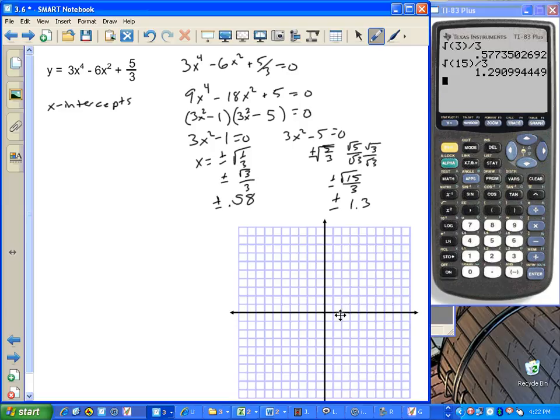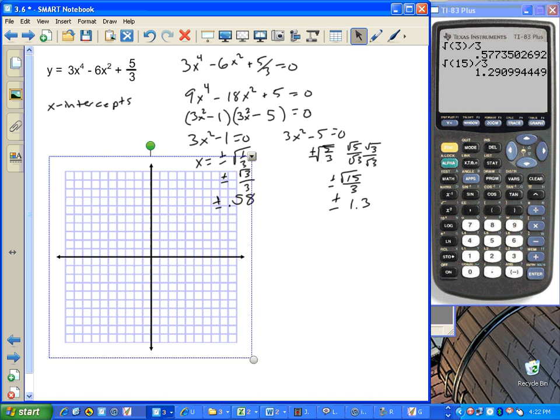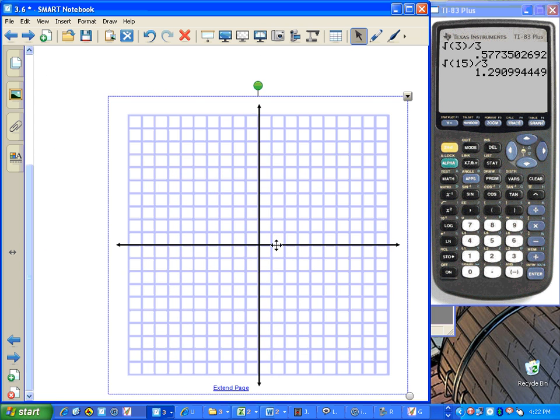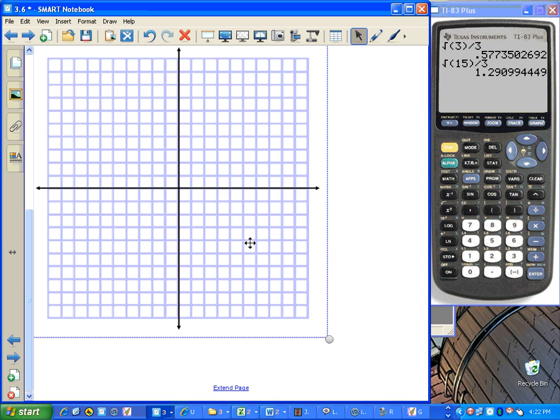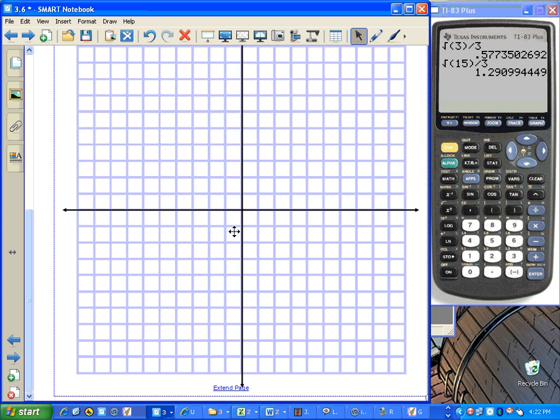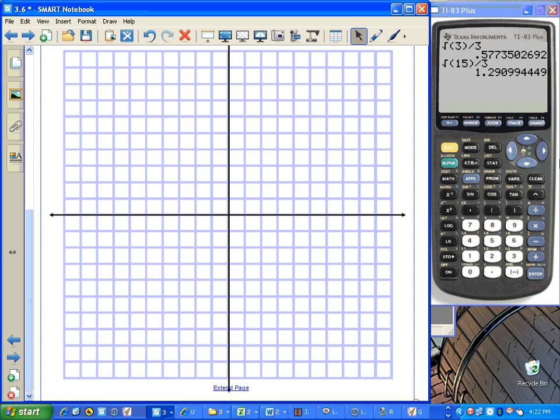So those are all my x-intercepts, so I can put those on the graph. So 0.58, I'm going to make this graph a little bigger here. And we'll just put it down here so that we can just keep adding to it as we go. So I got plus or minus 0.58. So, you know, right around here. And then we got plus or minus 1.3. Okay, so those are all our x-intercepts.